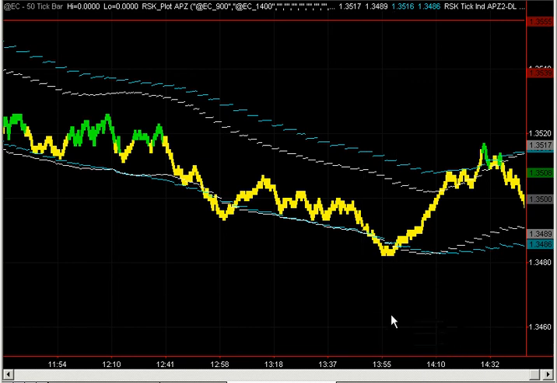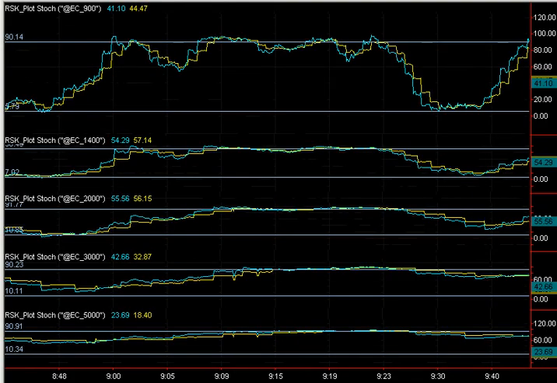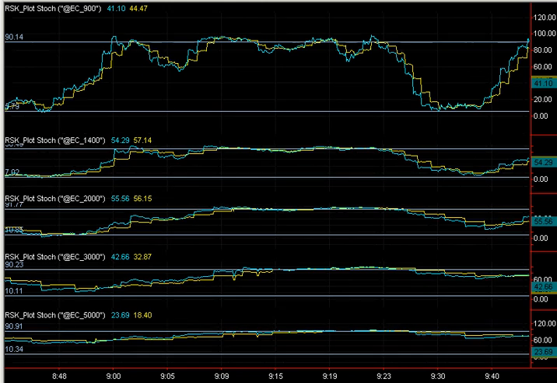We'll show you our trades as well. But before we continue any further, I'm going to bring over another chart. Now in this chart, we're plotting multiple stochastics with different intervals on the euro. 900, 14, 2000, 3000, as well as 5000.